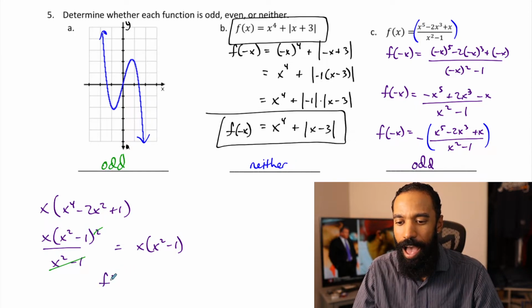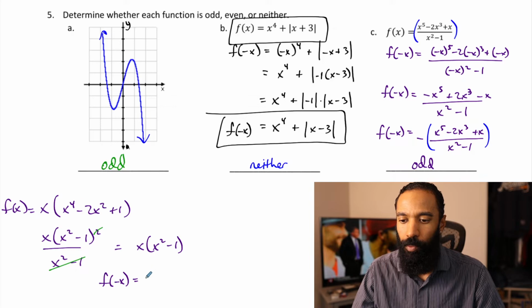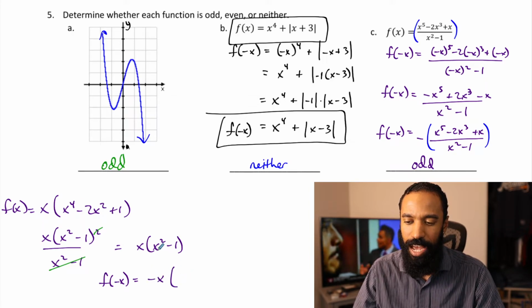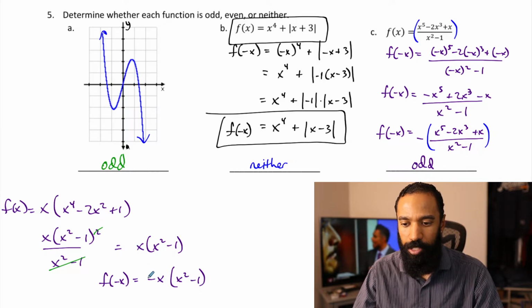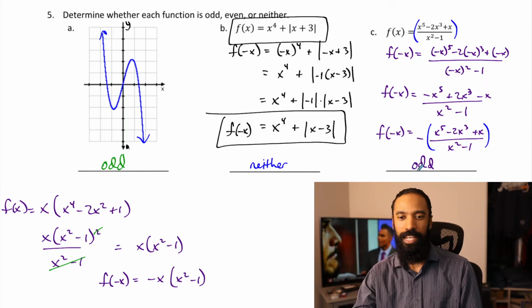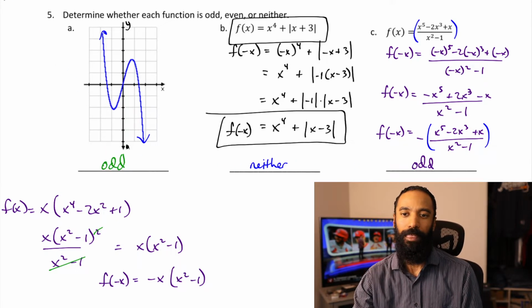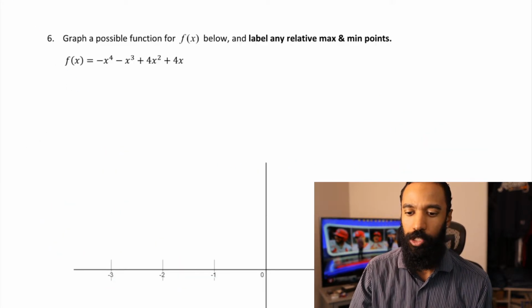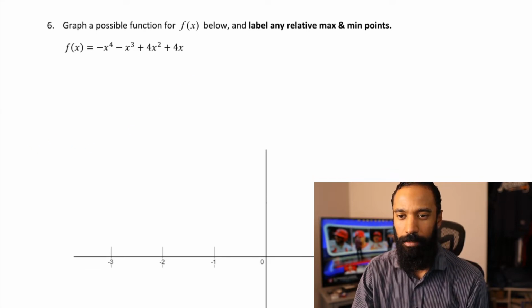But when I do f of negative x now, that's f of x. Boom, boom. When I do f of negative x, that's negative x times negative x quantity squared, which is x squared minus 1. It looks to be the exact opposite of that. Here's x times x squared minus 1, negative x times x squared minus 1. They are indeed exact opposites. That's an odd. All right, I'm going to go ahead and move forward with this right here. As we're 25 minutes in, I think it's time to just advance.